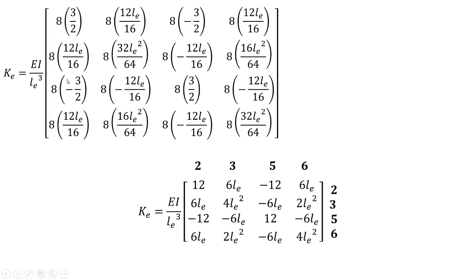Similarly, you simplify the second row, third row, and fourth row. Similarly, I'll get the second, third, and fourth row values. Please remember, these two are negative, and these two are negative. This middle 12 is positive. So this is the stiffness matrix for the beam element.